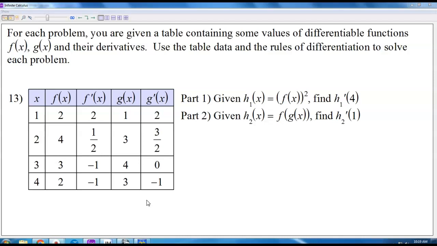And then we're plugging in, so they asked for h prime of 4. So I want 2 times f of 4 times f prime of 4. Well, f of 4 is 2. So 2 times 2, and then f prime of 4 is negative 1. So 2 times 2 times negative 1 is negative 4. How many had negative 4? Anybody? Nice. So some people had 4.